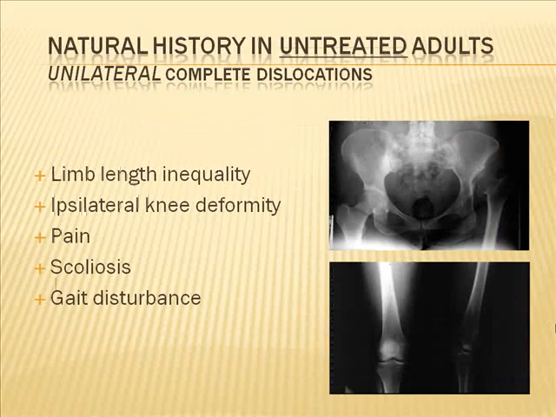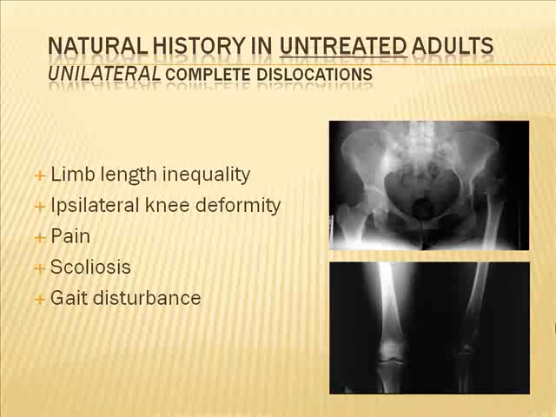Now, what is the natural history of a DDH? Well, if you don't treat DDH, then this is usually what happens in unilateral cases. You will have a length inequality, usually of several inches. You have a knee deformity at the same time. You have pain in some cases, especially when there's a pseudoacetabulum, and then you can develop scoliosis and gait disturbance. So unilateral cases, I think, should be treated in the majority of the cases. There's controversy about bilateral cases, especially after the age of 6 or 7.